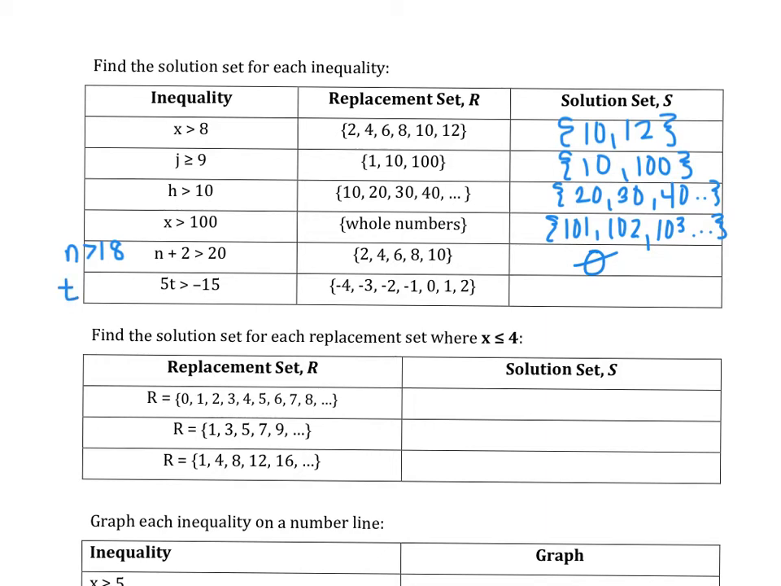The next one is we're going to have to solve as well, and when we solve that we get t is greater than negative 3. So let's take a look at our replacement set. Anything where it shows t greater than negative 3, we're going to get negative 2, negative 1, 0, 1, and 2.